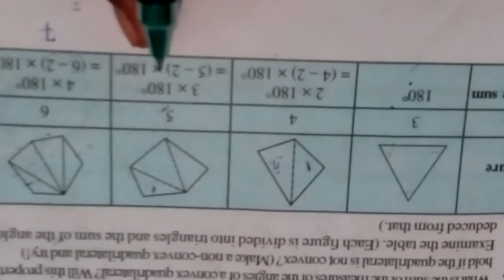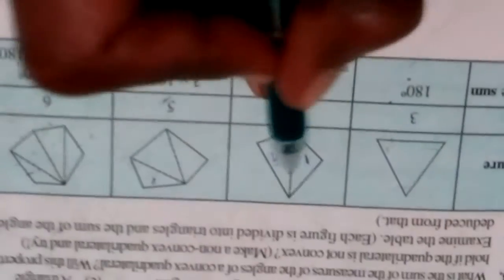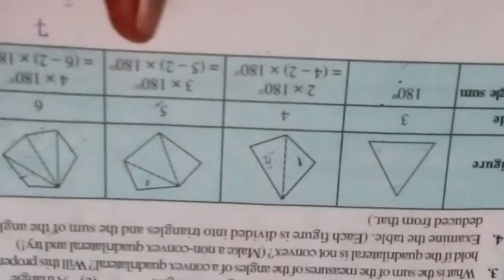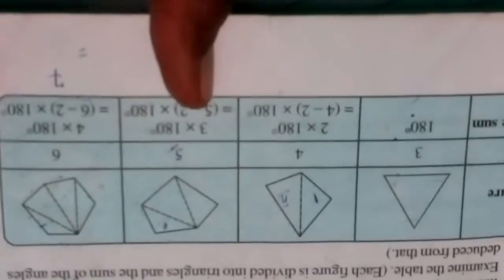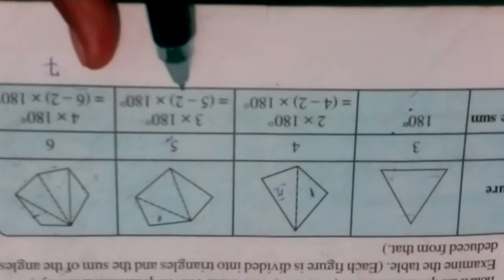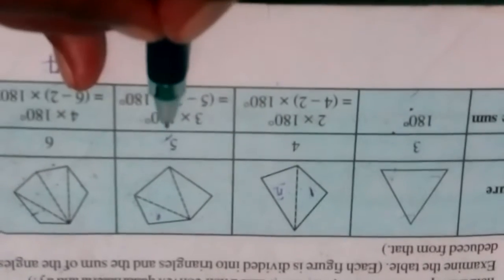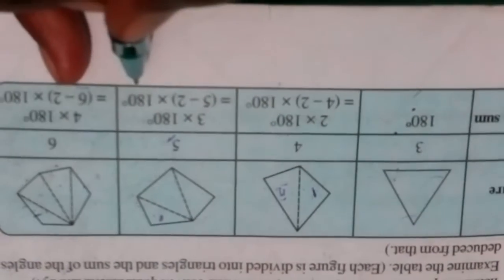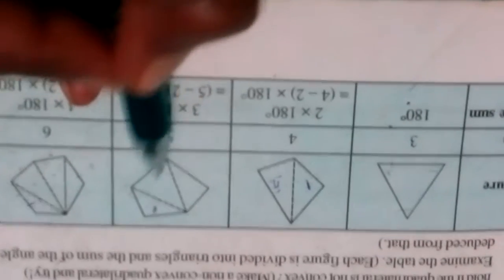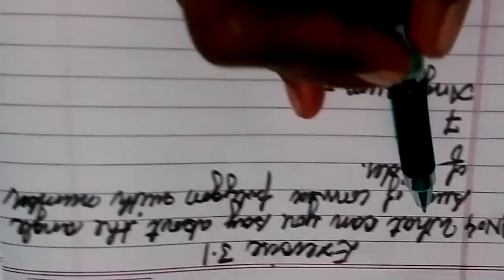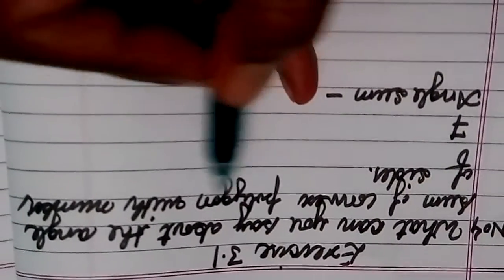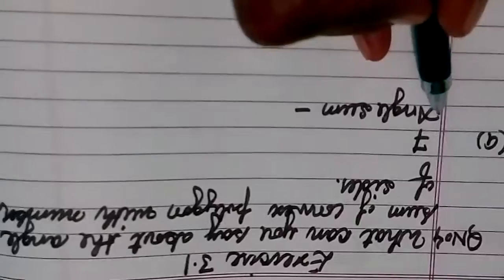Here we have drawn the triangles, but we don't need to draw the triangles every time. This is a general thing: if we subtract 2 from the number of sides of a figure and multiply that by 180, we will get the angle sum of that figure. So I hope that you have understood it well. And now the question in your book is, what can you say about the angle sum of a convex polygon with this number of sides?